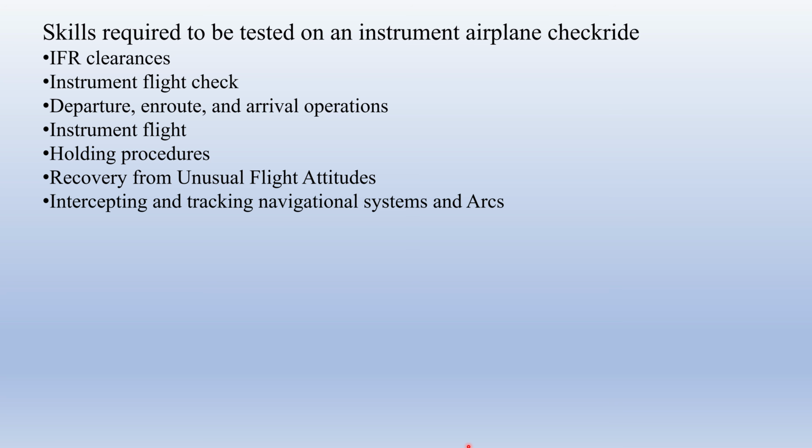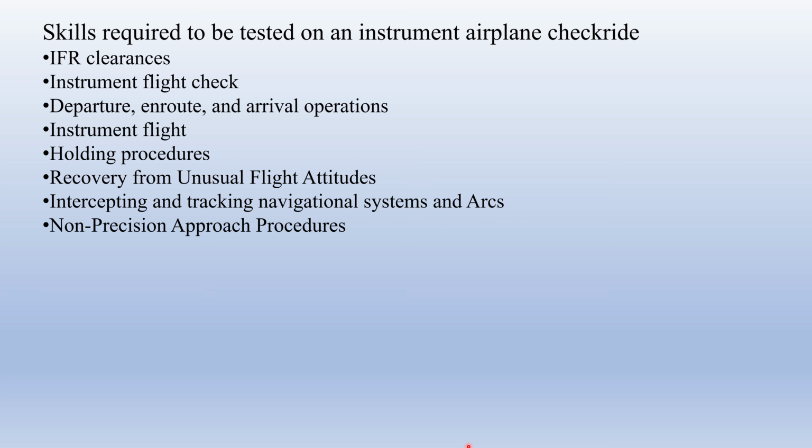Intercepting and tracking of navigational systems and arcs will generally be done. You're going to be doing a lot of intercepting and tracking of navigational systems just on the approach, and if you do any portion of the cross-country flight, then they will see all that they need to see there. They can ask for a DME arc. They might ask for a DME arc if there is a DME arc to an approach that you can use. If there is not, they are not required to test that. They may just ask you about it on the oral.